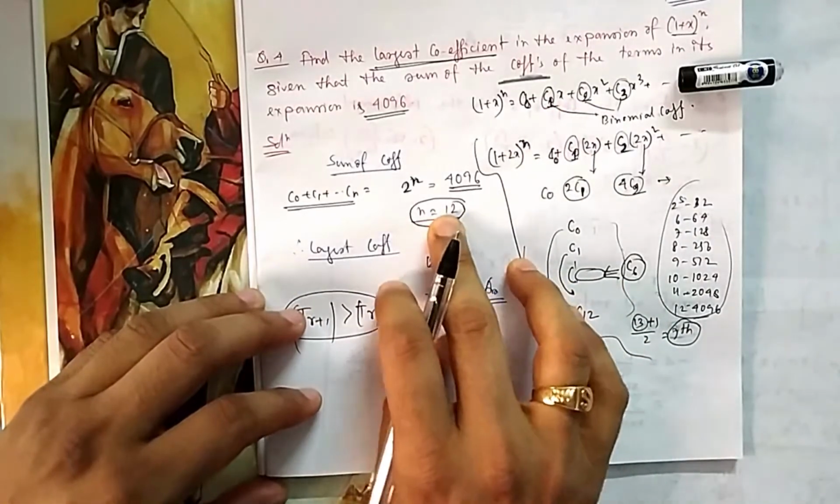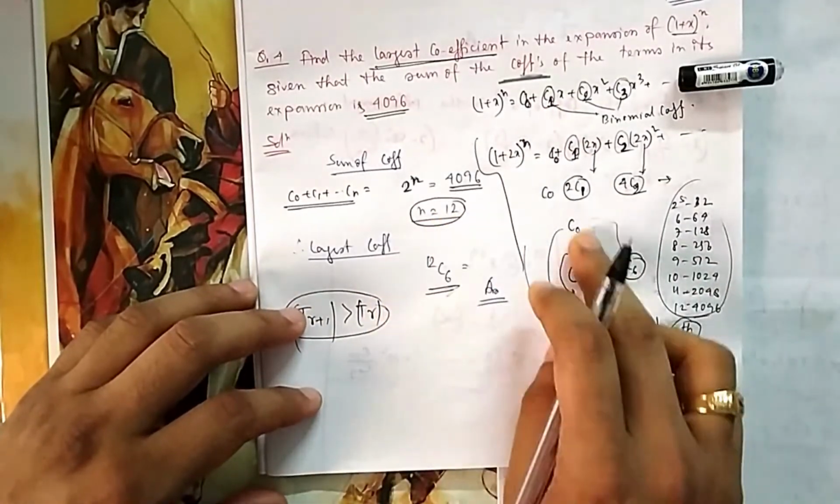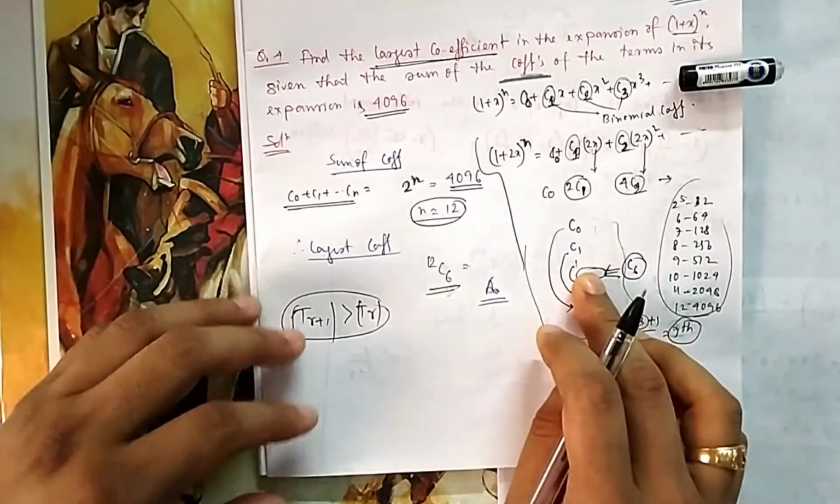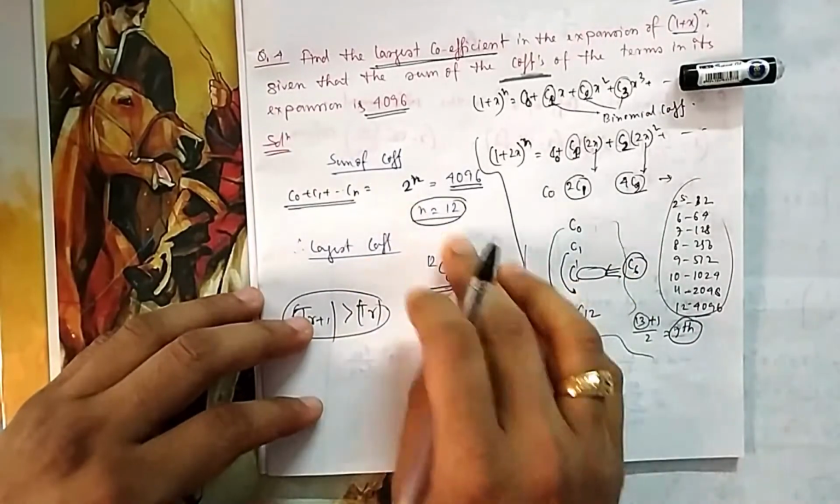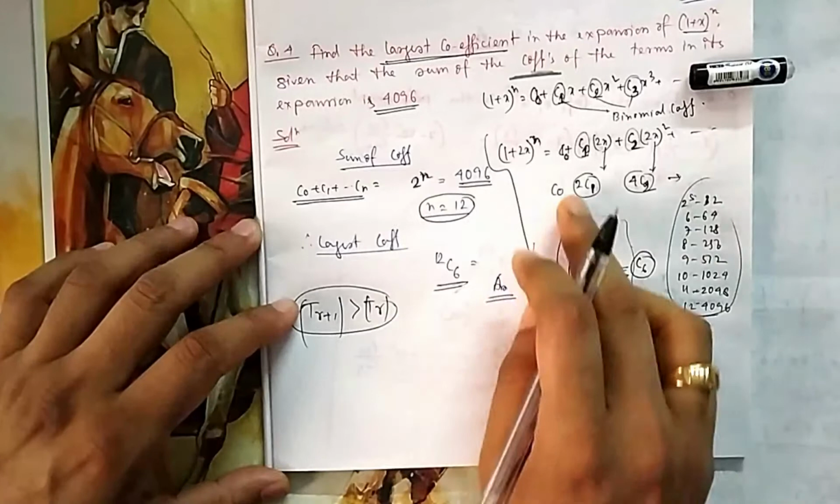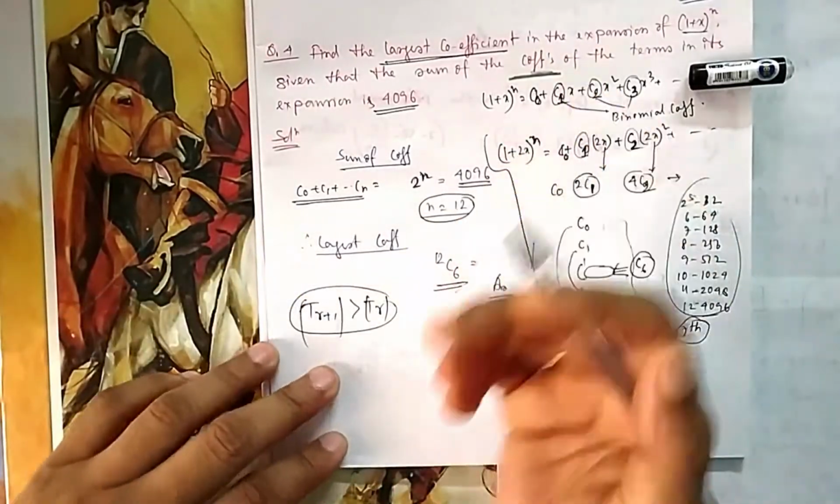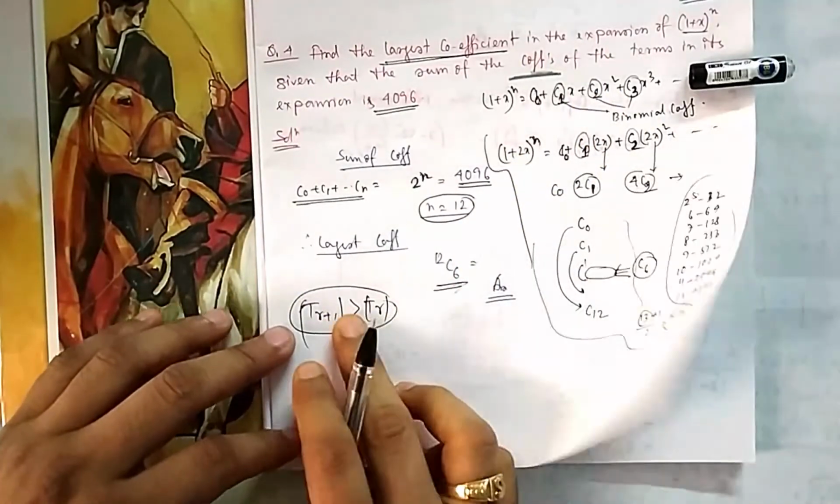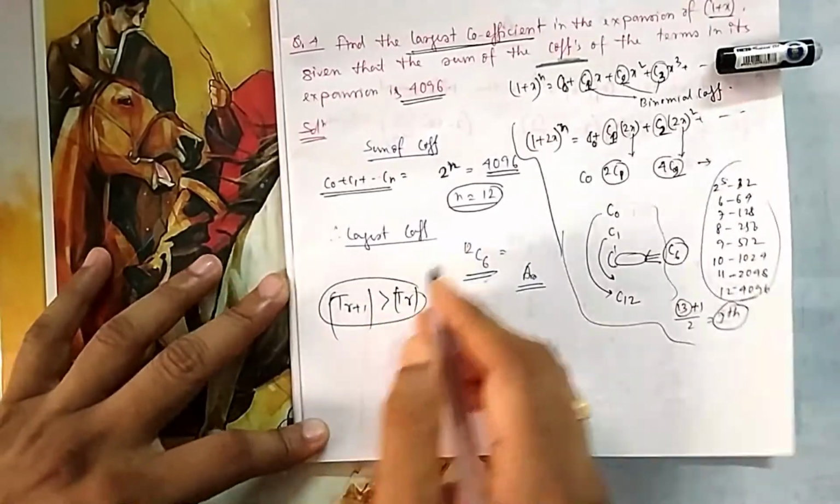Once you got n equal to 12, then there is no need to think about which one will be the maximum. Here it is simple because it is a normal binomial expansion and the middle one is the answer, but it becomes complicated if it is 2x, 3x, something like that. So you prefer this one.